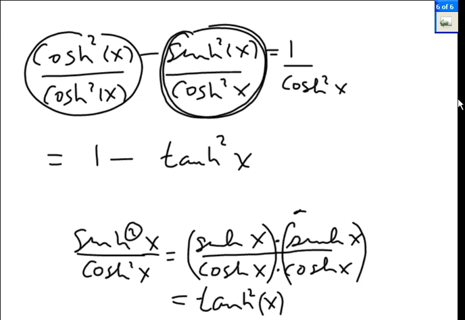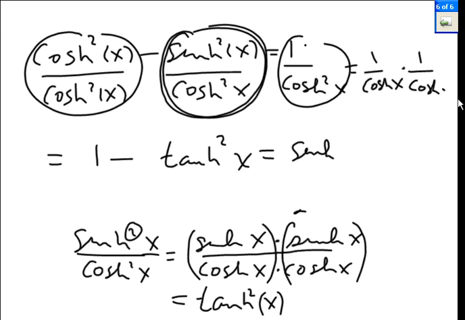Hyperbolic tangent squared x. And on the right side, 1 over cosh is hyperbolic secant. But this is really 1 over cosh x times 1 over cosh x. You may say, well, the 1's not being squared. Fair enough. But coincidentally, 1 times 1 is 1. And when I multiply the bottoms, I do get cosh squared x. Each of these is hyperbolic secant of x.